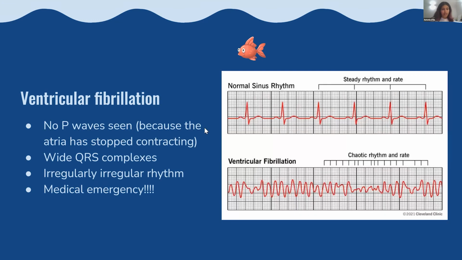Alrighty, the last one we have, very, very important, is ventricular fibrillation. We're not seeing any P waves because the atria have stopped contracting to begin with, so it's just the ventricles working overtime. You're going to see wide QRS complexes. We're not seeing any P waves, as I said, and this is a very irregular rhythm. As you can see in comparison to the normal sinus rhythm, it's all over the place. That's just the main thing to remember.